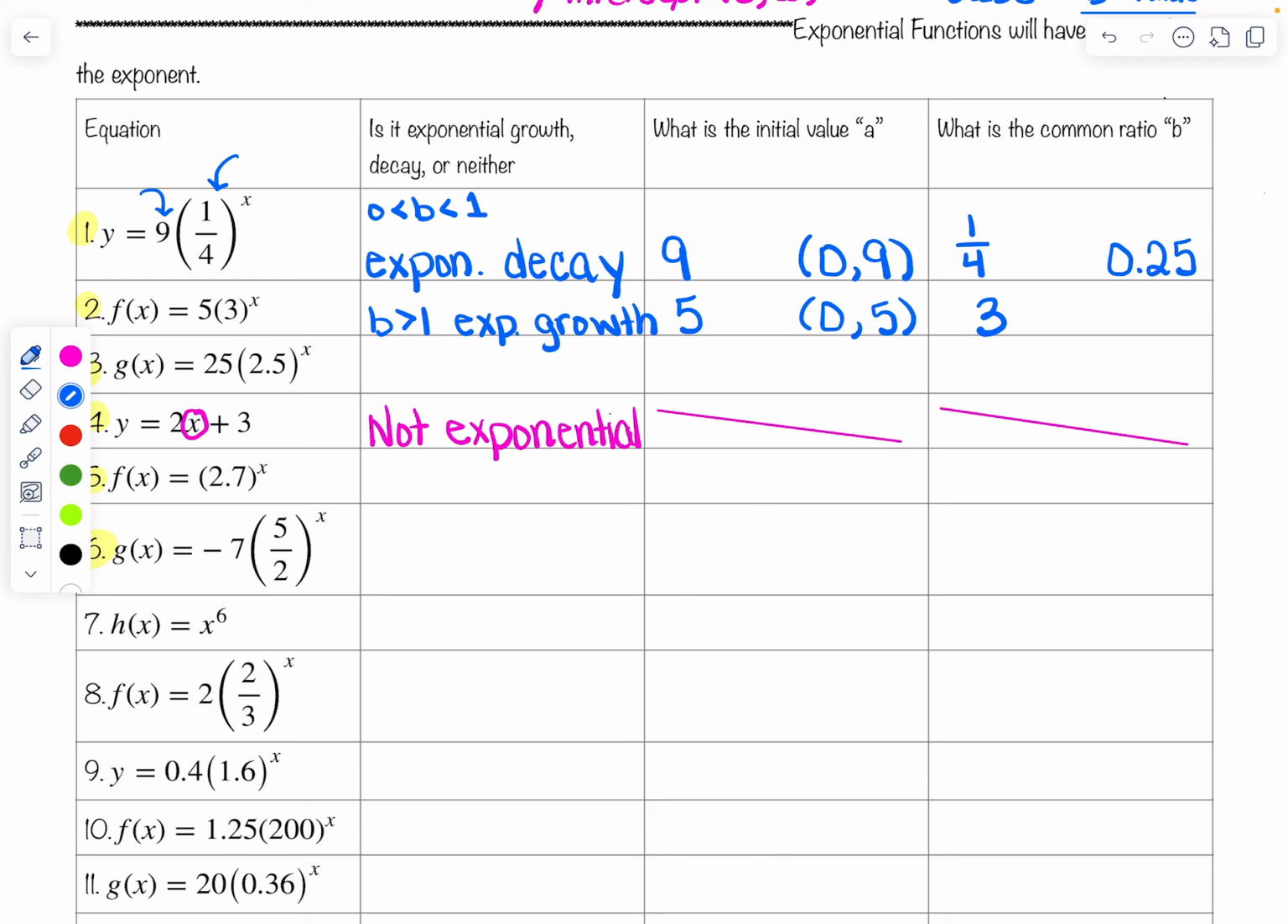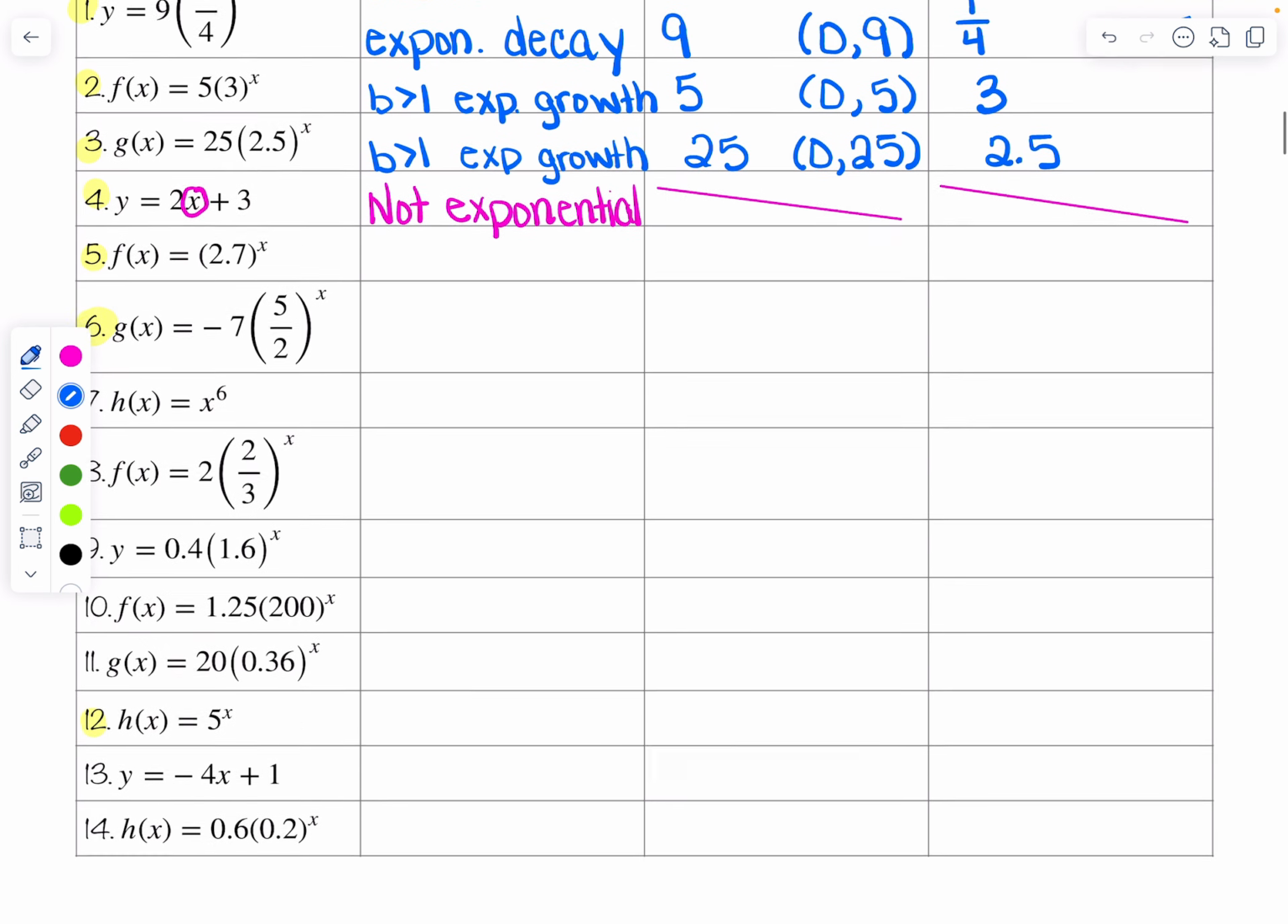Number 3, the a value is 25, or it can be written as an ordered pair for the y-intercept, (0, 25). The b value, the multiplier, is 2.5. Now, 2.5 is a decimal, but this time that is still greater than 1. So then that means it is exponential growth. Okay? All right, now let's look at number 5.